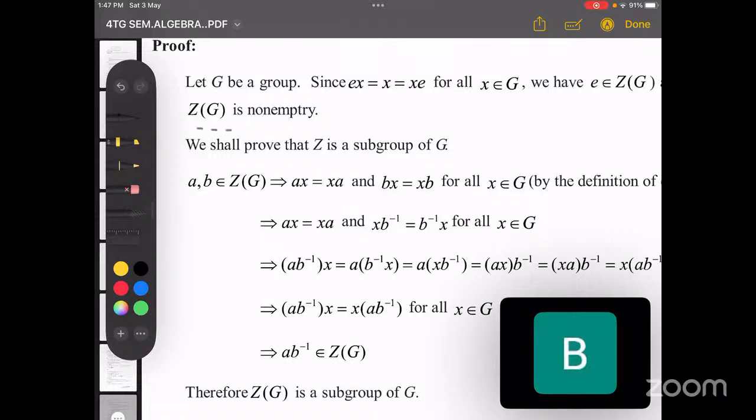So Z of G is non-empty. Z of G is non-empty means it has some element. Here we are taking one element as the identity element. We shall prove that Z is a subgroup of G.